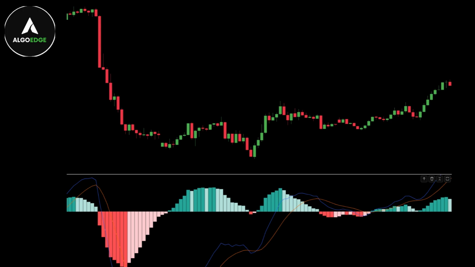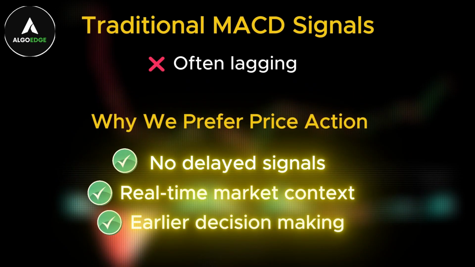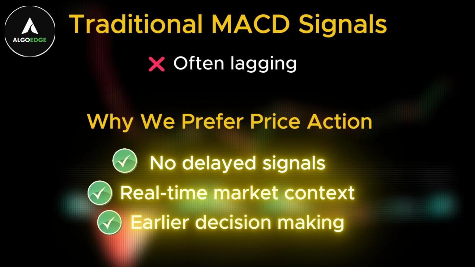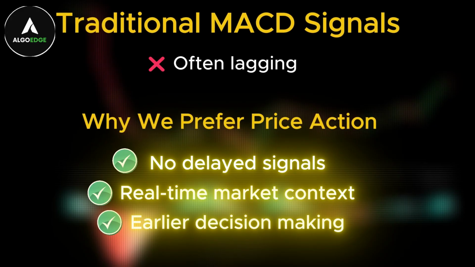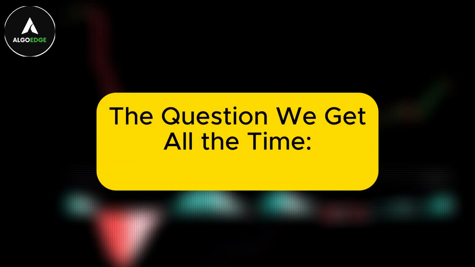So, it's clear that there's nothing inherently wrong with using the MACD indicator in these traditional ways. Which method works best ultimately depends on your overall trading strategy and personal preference. However, the reason we personally don't use MACD in these traditional ways is that we've found these signals are often lagging. More importantly, as price action traders, we believe that price itself tells us exactly what the market is doing in real time. By reading price action directly, you can see what's happening as it unfolds, rather than reacting to delayed signals. But this leads us to a question that we're asked all the time.